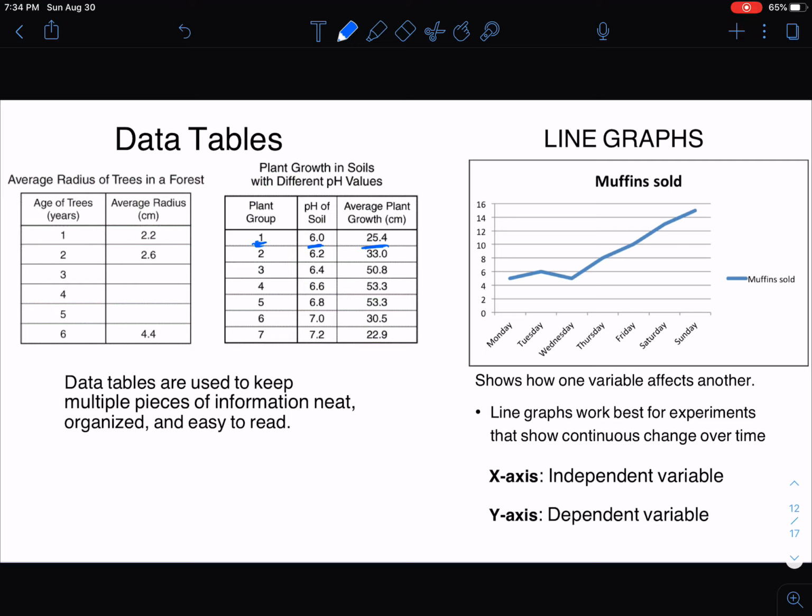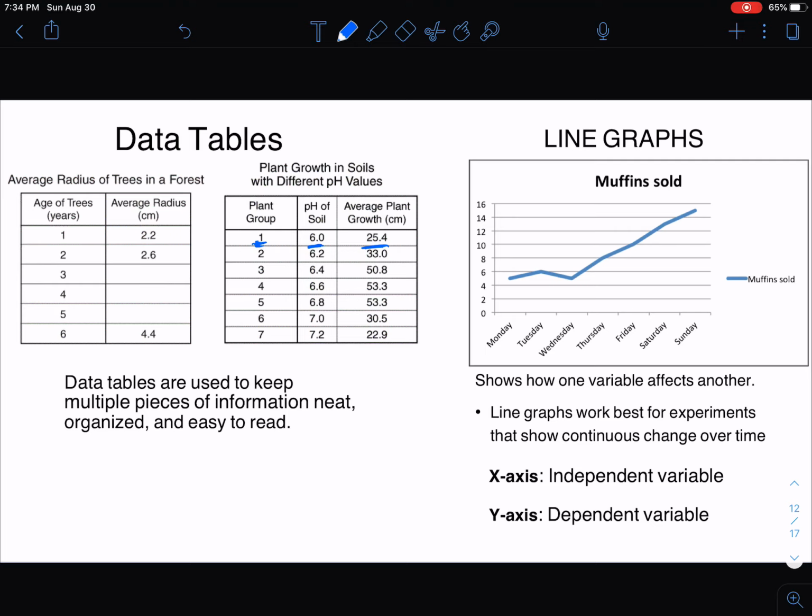Line graphs are the same way. Line graphs are very easy to read. You can see trends. In the case of this graph, you know that as the week goes on, more people buy muffins, or there's more muffins sold as the week goes on. That's an easy trend to read. But if you had this data just written willy-nilly all over your paper, or it was in paragraph form, it's harder to read and harder to analyze.